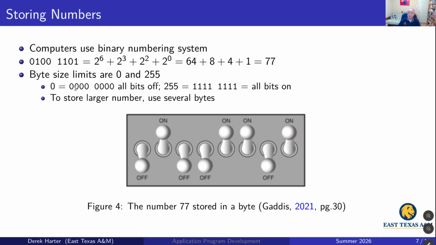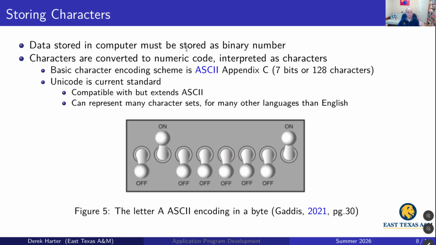And so when you have 8 bits, if you want to represent an integer, you're pretty limited. If all the bits are 0, that represents 0. If all the bits are 1, this is going to be 2 to the 7 plus 2 to the 6 plus 2 to the 5 and so on. So that's 255. Right? But we can use 2 bytes to store a bigger number. And if we need an even bigger number, we can use 4 bytes or 8 bytes. So data stored in a computer must be stored as a binary number, okay?